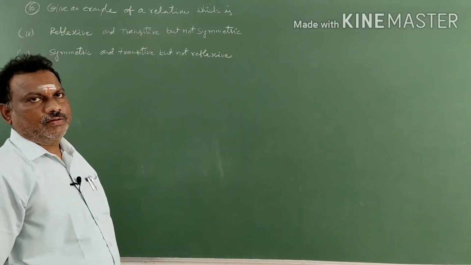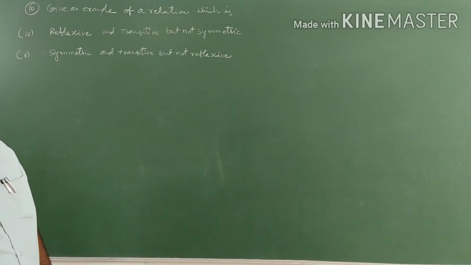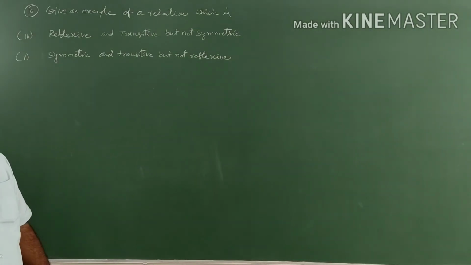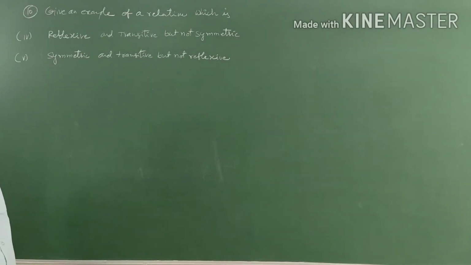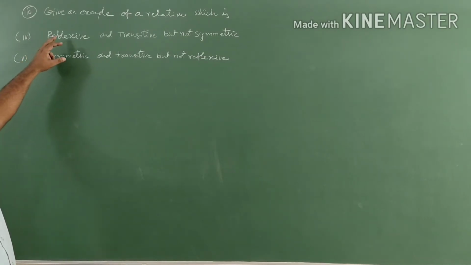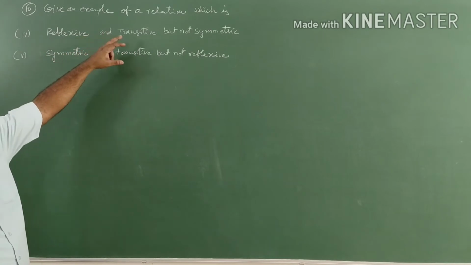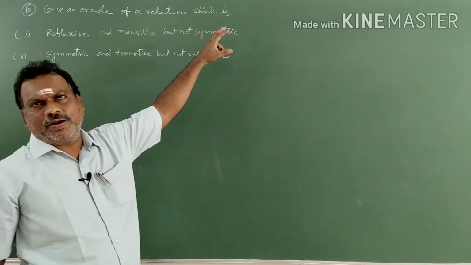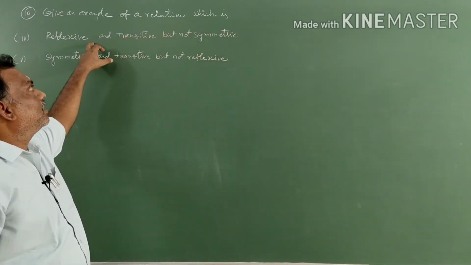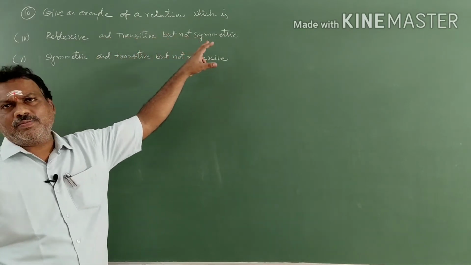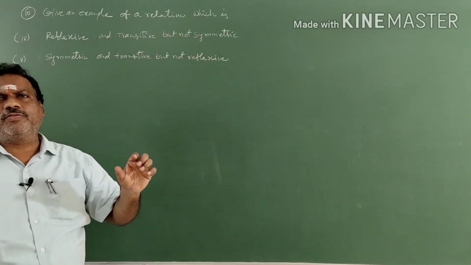Students, now the 10th problem, we have two more subdivisions, 4th and 5th. This is an important problem. So what is the 4th subdivision? Give an example of a relation which is reflexive and transitive but not symmetric. Like that you have to give with an example.